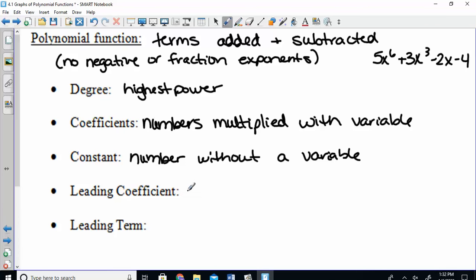The leading coefficient. Is it the 5, because it's the one with the highest power? Yes. So it's just the coefficient of the term with the highest power.